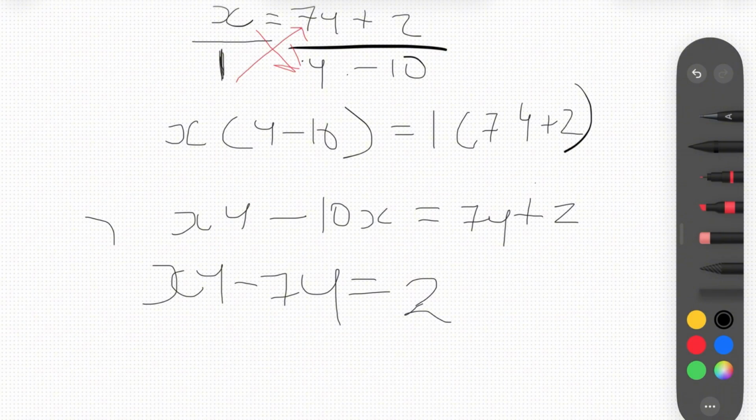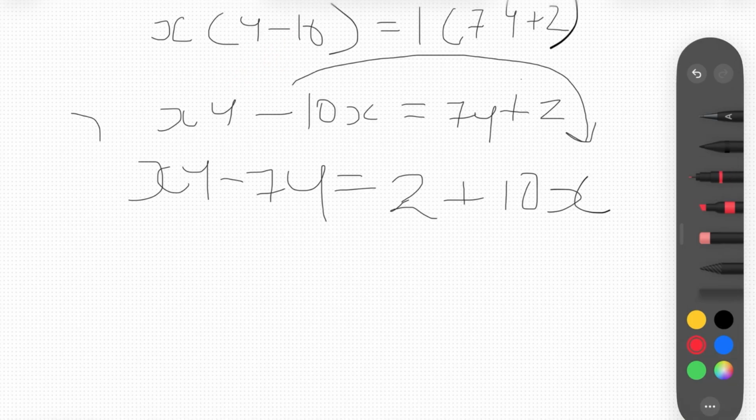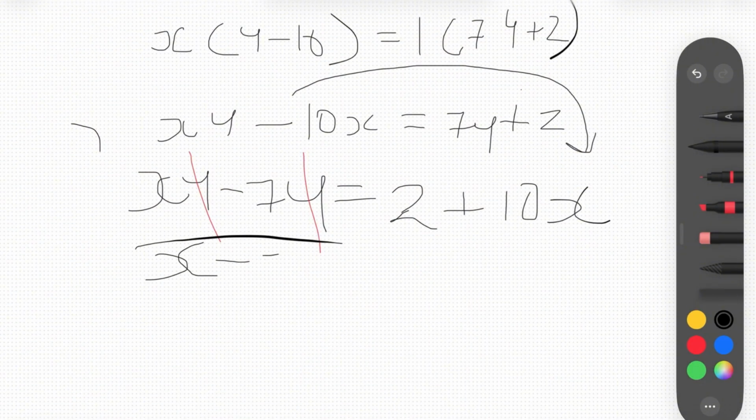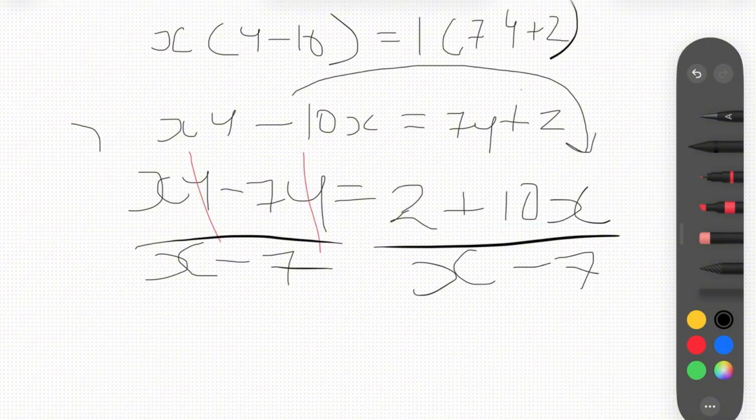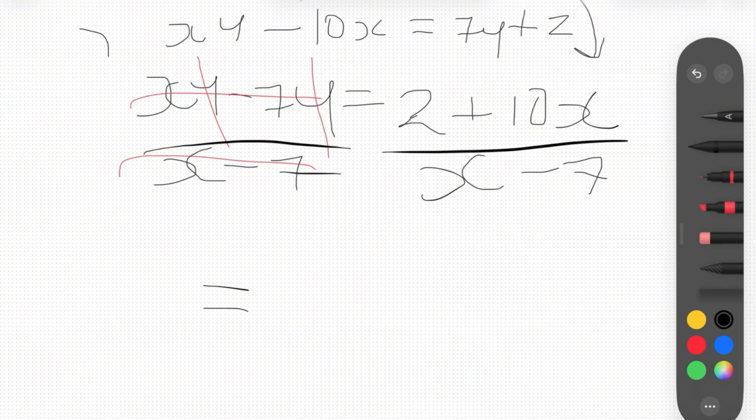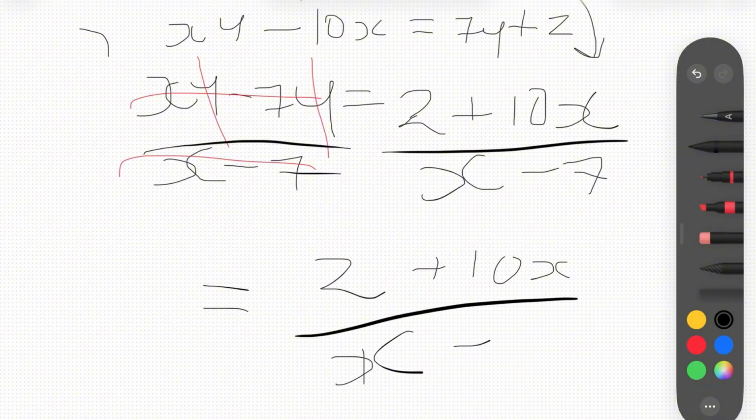And now we're going to be carrying over this 10x over the equal sign, which is going to change the sign to a positive 10x. Now we cancel out all of the y's, which would leave x minus 7 over on our left side, which we now put over itself. And because we put it over itself on the left side, I would also put it over here. This would also cancel out each other, which now leaves us with the answer 2 plus 10x over x minus 7. And this is the answer of the equation.